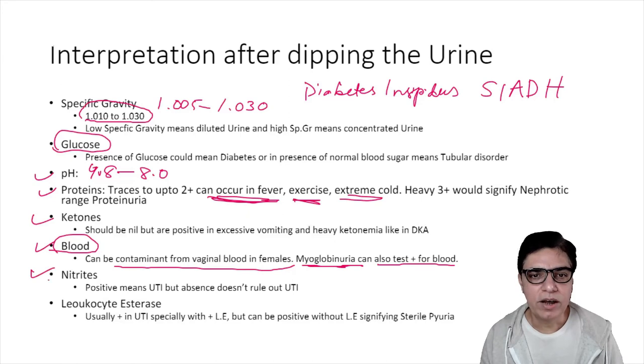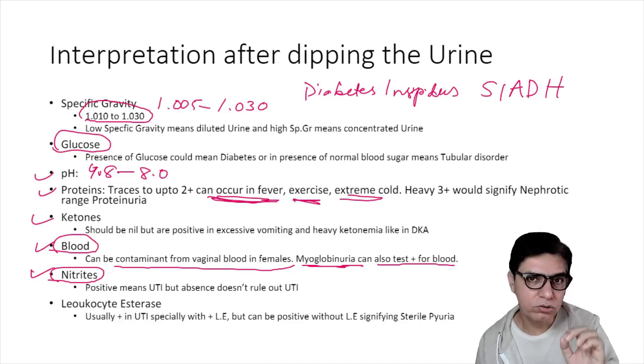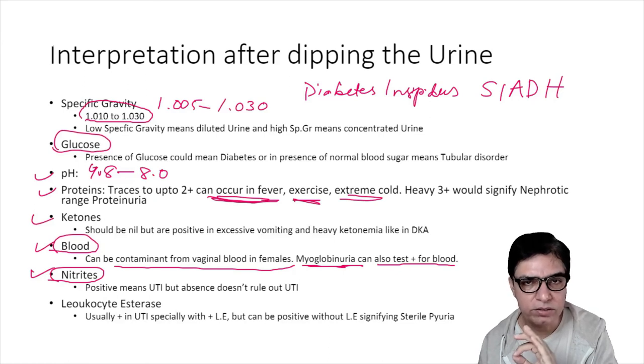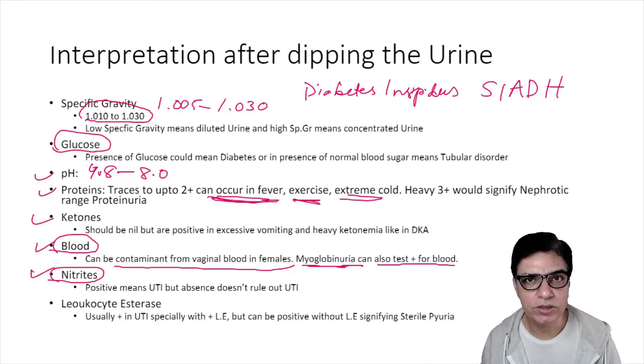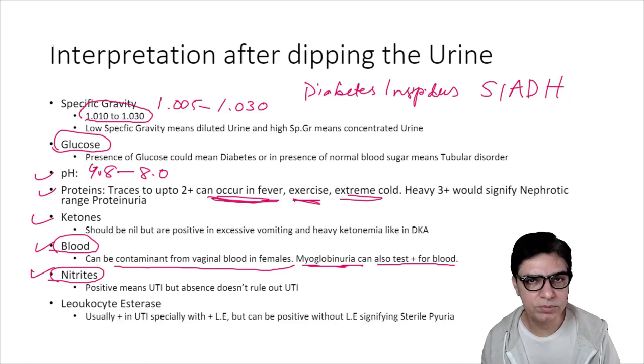Fine, then coming down to the nitrites. Now, this is the most specific thing for UTI. So if there are bacteria, especially, and also keep it in mind that if nitrites are positive, we take it as a strong indicator of UTI. So if it is positive, it definitely means that the child has got UTI. And obviously you would double confirm it by doing culture sensitivity of the urine sample.